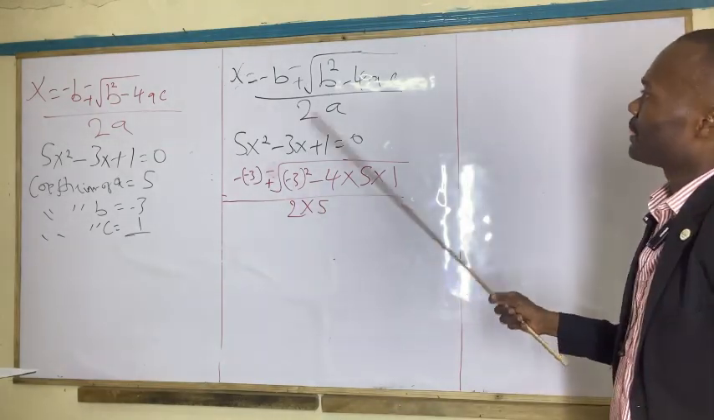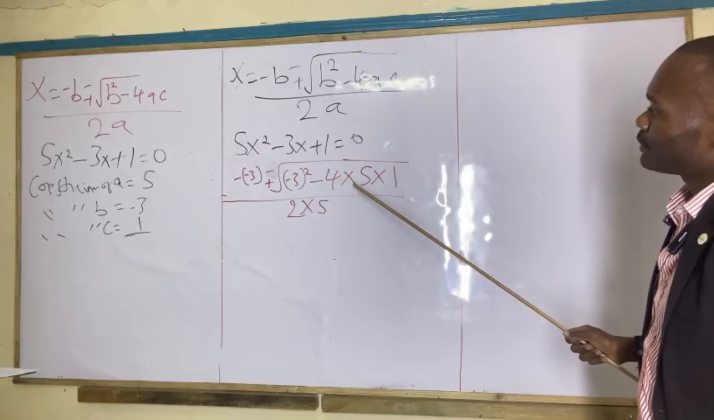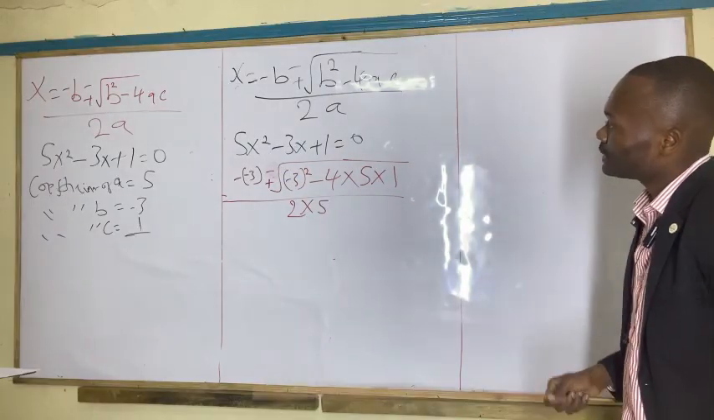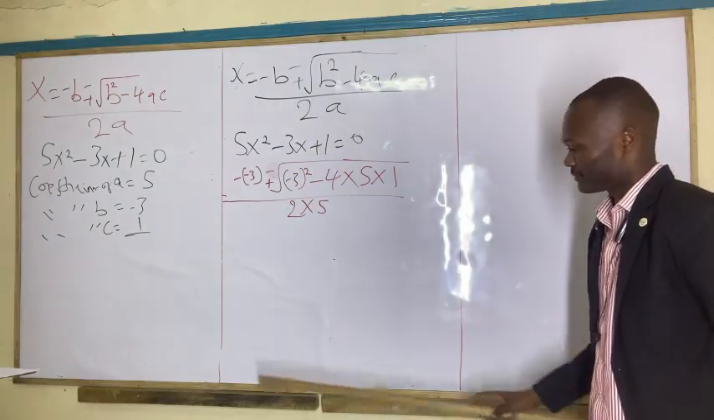Then negative 3. Then we have minus 4. And then we have A. The coefficient of A is a 5. We'll put it here. And then the coefficient of C, which is 1, we'll put it here. And then 2 times 5.